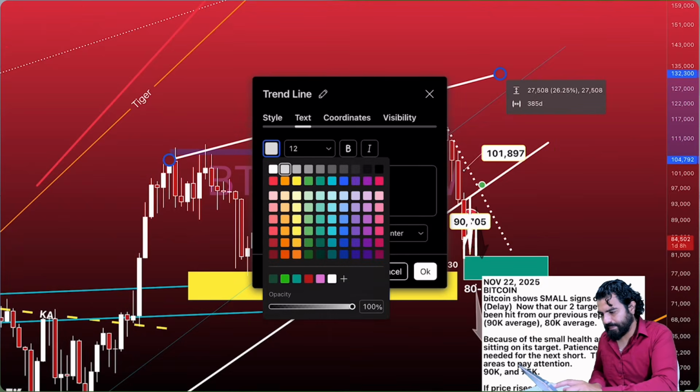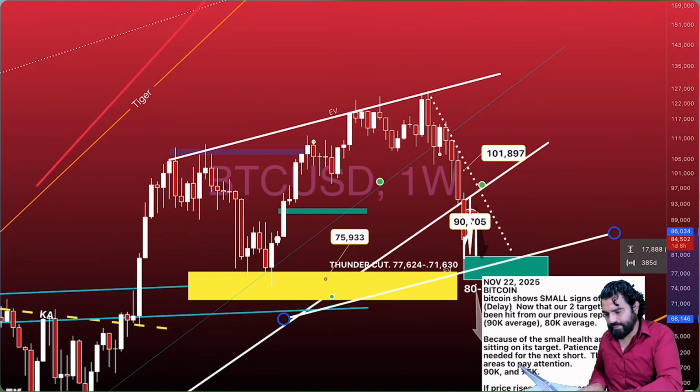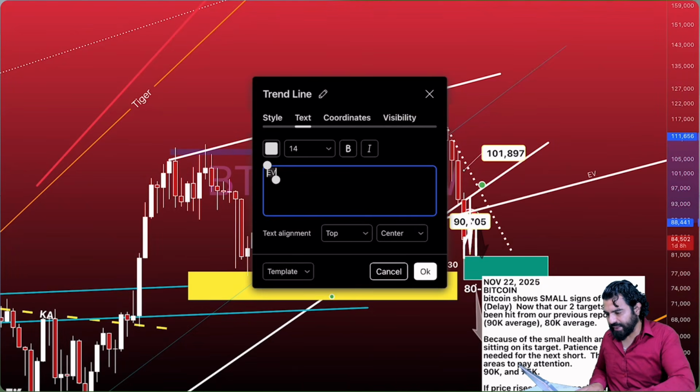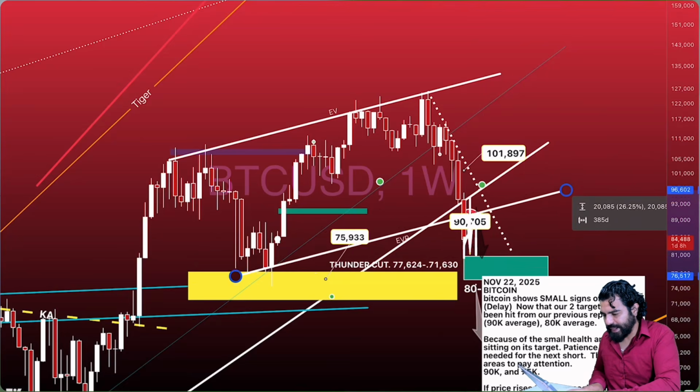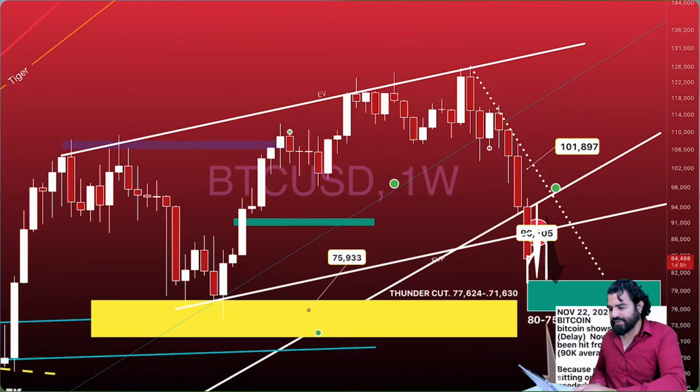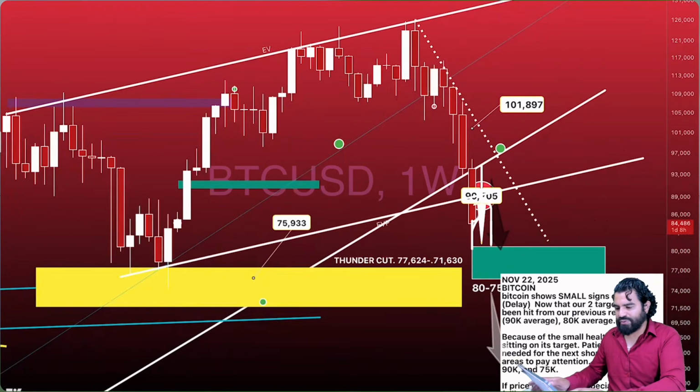EV. Duplicate. I'm going to call this EVP, EV Phantom, Event Line Phantom. We're going to click it in place at that wick match, and there it is. So now I'm going to plot these numbers.